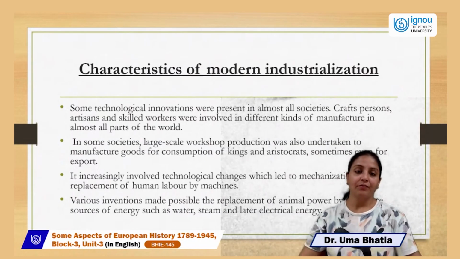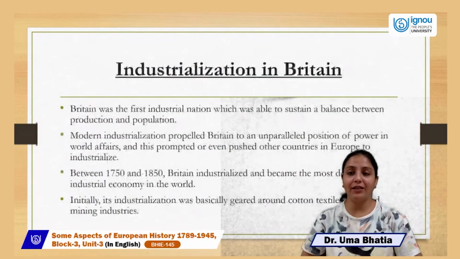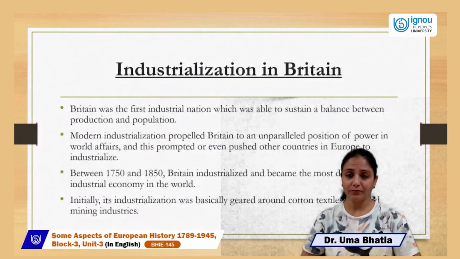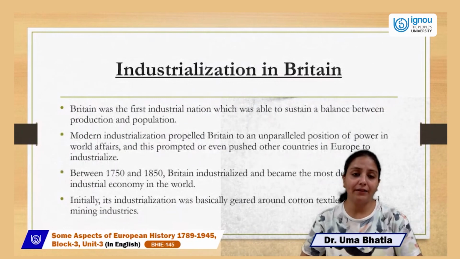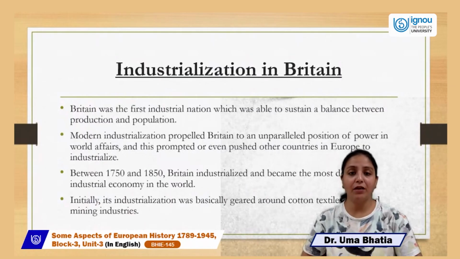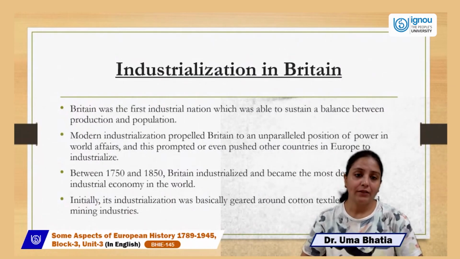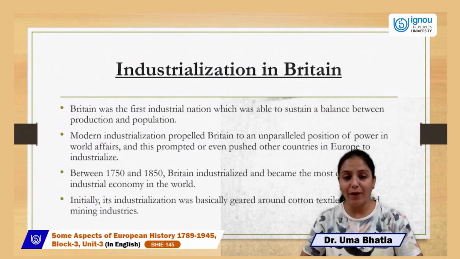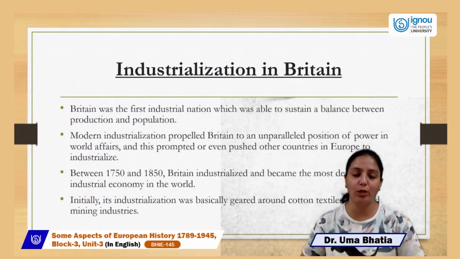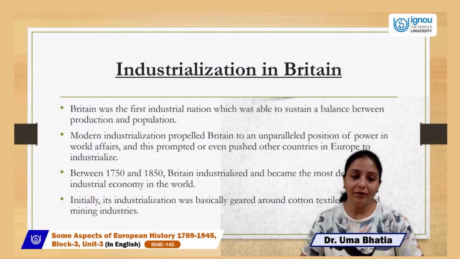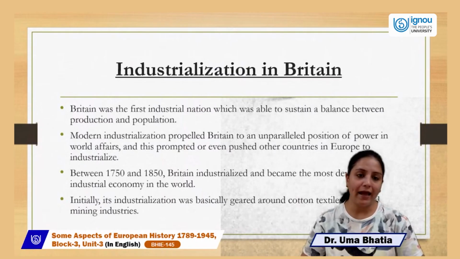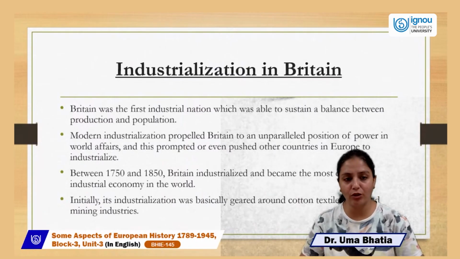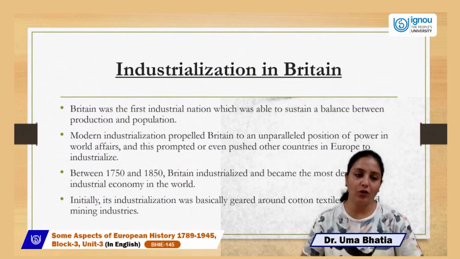Next is industrialization in Britain. What was the reason behind industrialization occurring in Britain itself? Firstly, Britain was the first industrial nation which was able to sustain a balance between production and population. As population increased, production also increased in agriculture and in all areas.